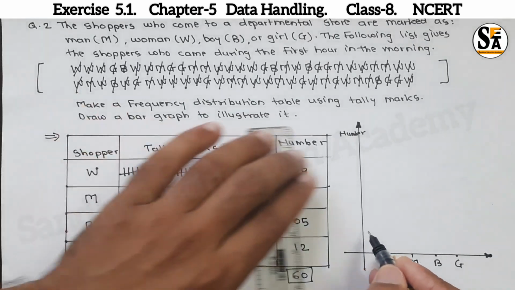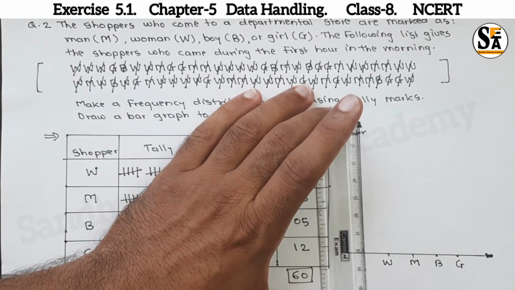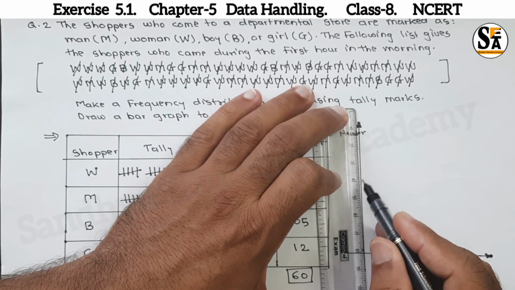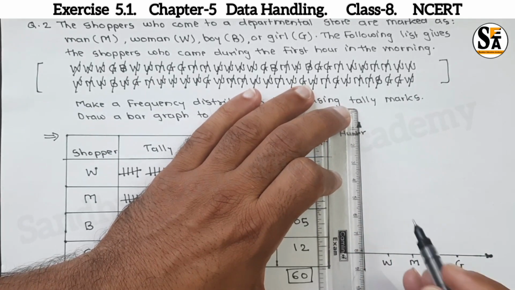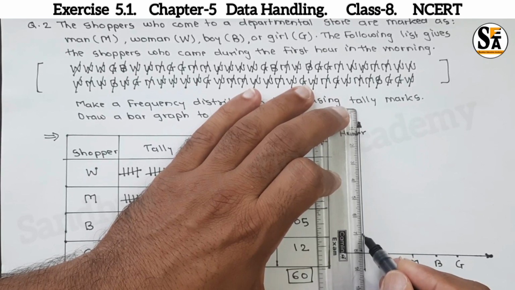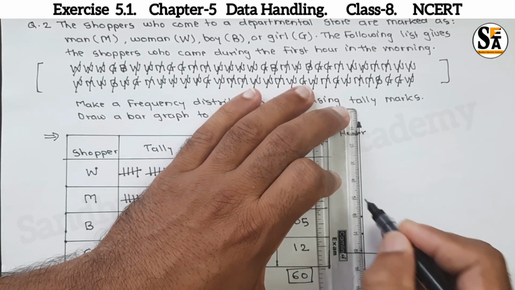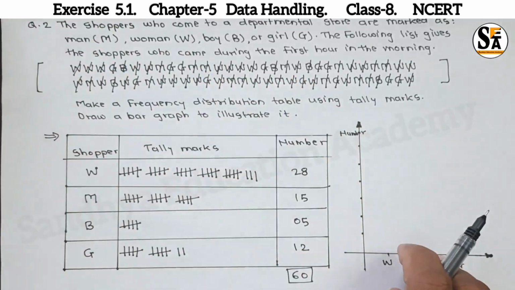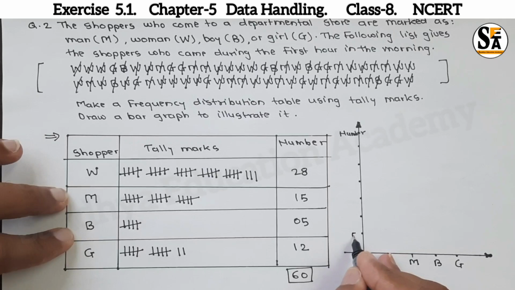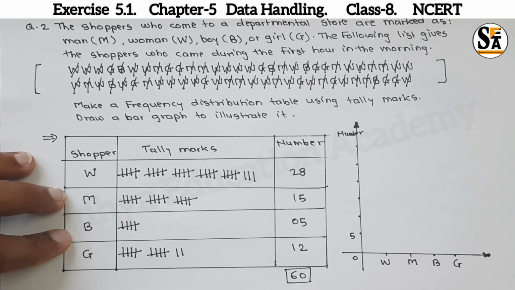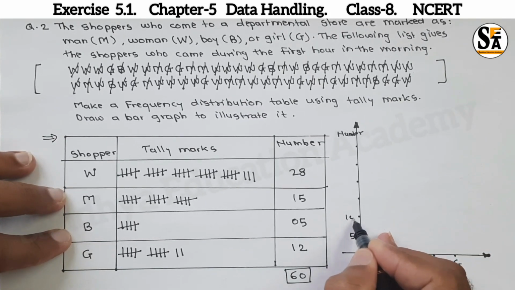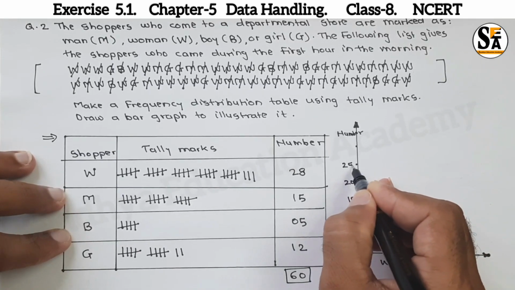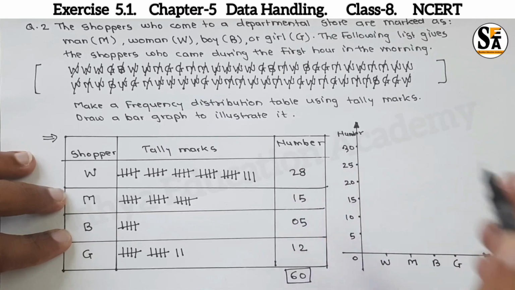We can write for 1 centimeter 5. So it will be 10, 15, 20, 25, 30. So all numbers will be covered here. Let this first be 0, then 5, 10, 15, 20, 25, then 30.